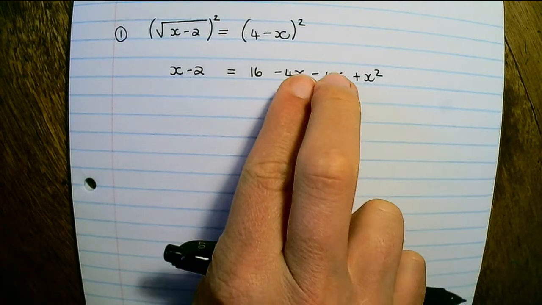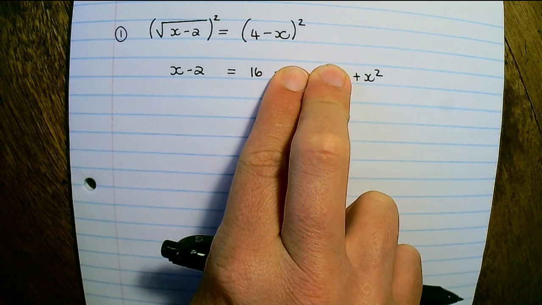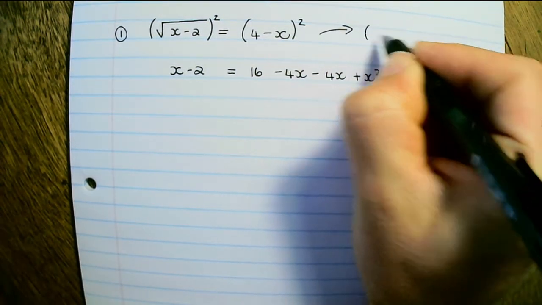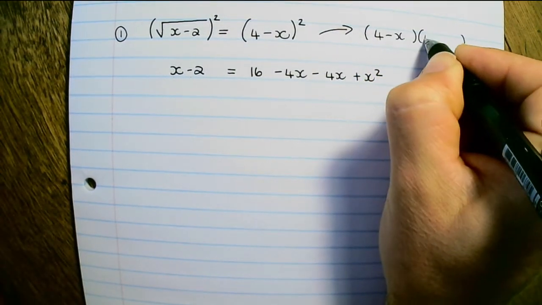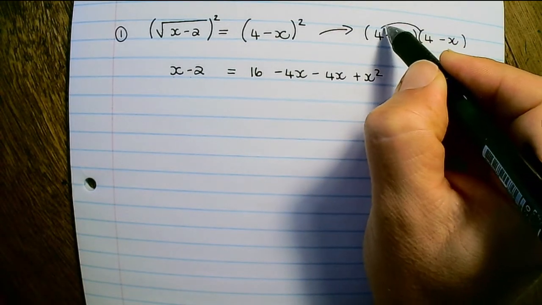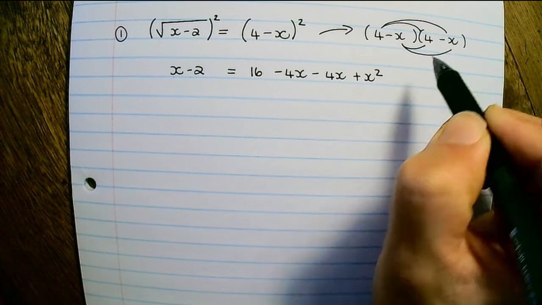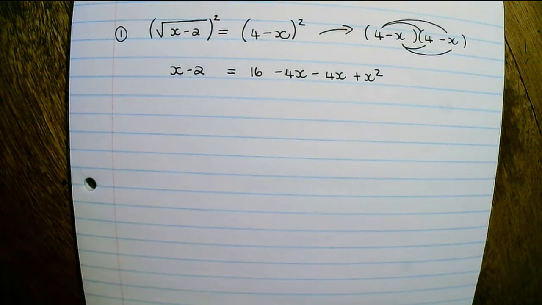A common mistake is to say it is 16 plus x squared. But remember, when we square a bracket, it becomes 2 brackets, 4 minus x times 4 minus x, and we multiply each term in the first bracket with each term in the second bracket, and that's why we have 4 terms.